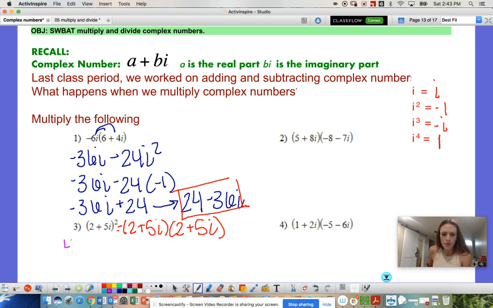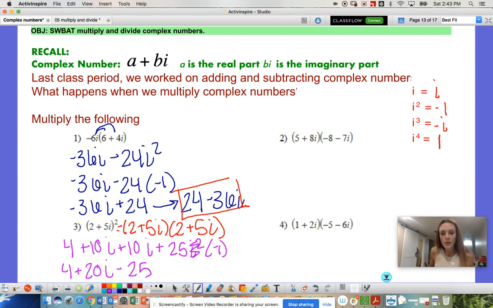So for here, we're going to have 4 plus 10I, right? The 2 goes to all these things, and then the 5I goes to all these things. So then we'll have plus another 10I plus 25I squared. Okay, so again, we have 4 plus 20I plus this guy turns into a -1. So it'll be minus 25. And 4 minus 25 is -21 plus 20I.